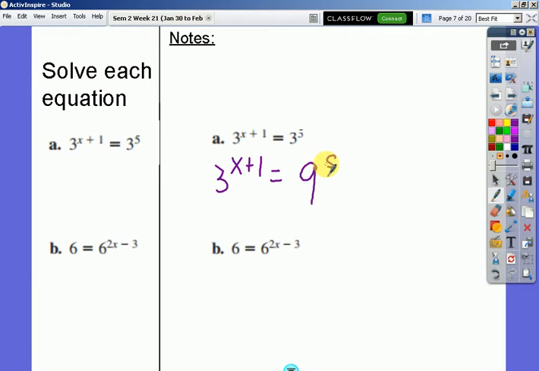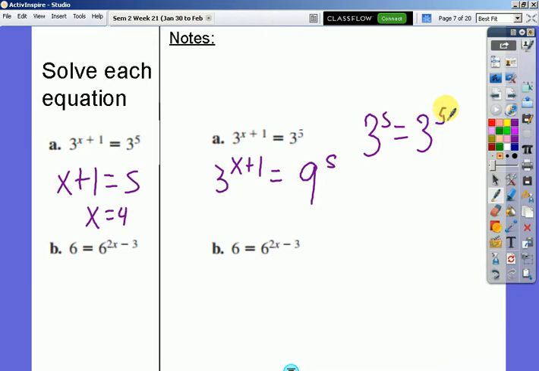But as far as today, since we have the same base, we just set x plus 1 equal to 5 and solve. Subtract 1 on either side using our subtraction property of equality, and we get x equals 4. And you could check, plug in 4. 4 plus 1 is 5, and we end up with 3 to the fifth equals 3 to the fifth.